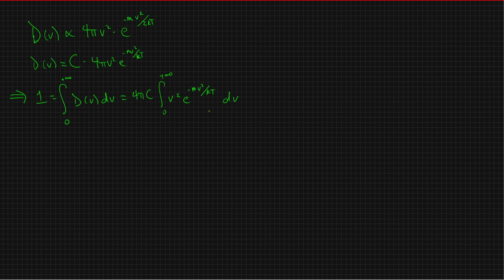All right, so I think I already showed what this comes out to be before. We can just show it again real quick. If we let x be v times the square root of m over 2kT, then dx is just dv times the square root of m over 2kT. And so we can solve for dv in terms of dx in this factor right here.